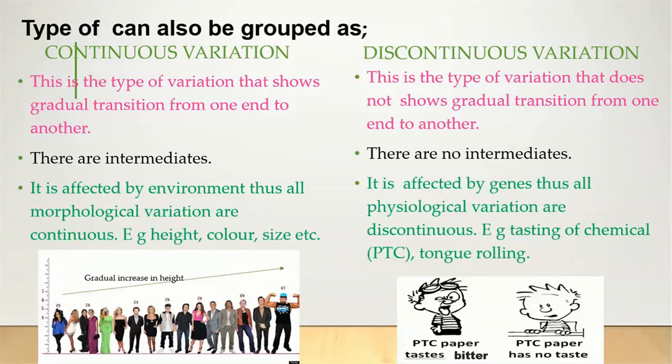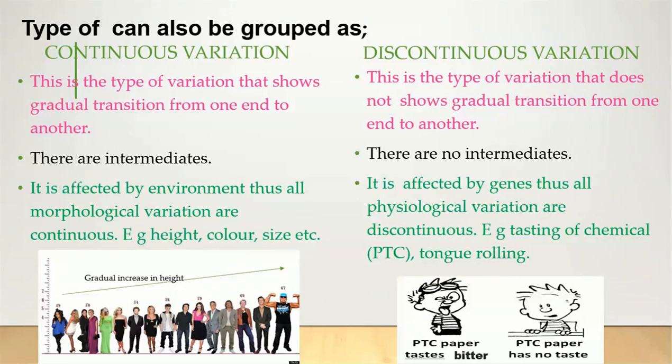Continuous variation is affected by environment, thus it is a morphological variation. Examples are height, color, sizes, shapes, and so on. This kind of variation obeys what we call the distribution frequency curve.